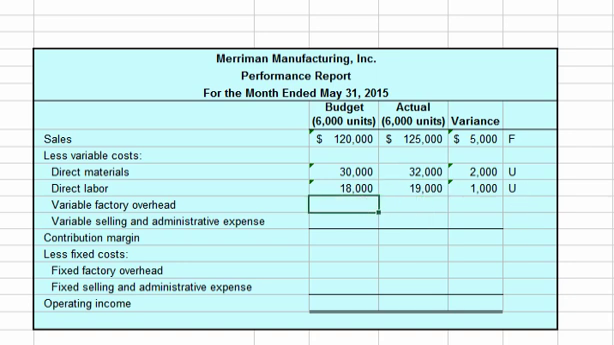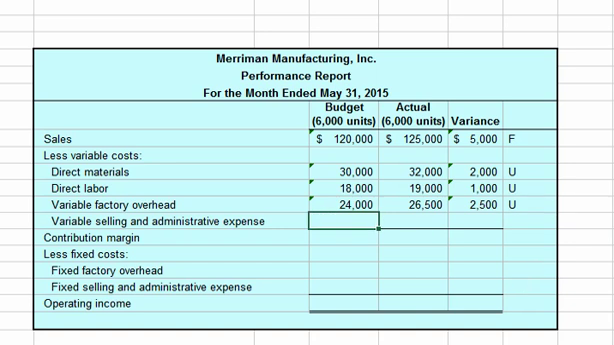For variable factory overhead, $4 per unit times our 6,000 units gets you 24,000. Our actual variable factory overhead, 26.5. And then this one's going to be equal to actual minus the budget, 2,500. They're not mixing this up too much. If our actual cost is more than our budgeted cost, again, that one's unfavorable.